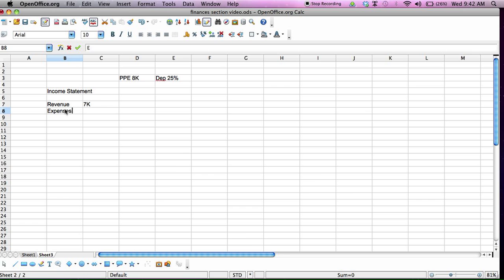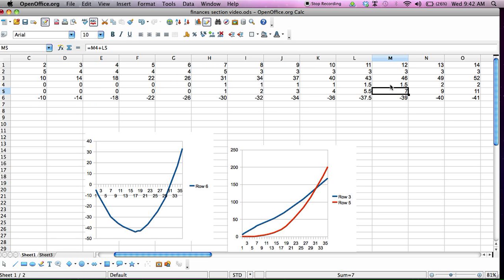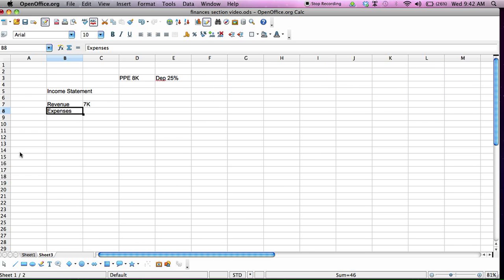We want to figure out what our expenses are. At month 12, we've spent $46,000. Remember, we're not going to put $46,000 in this space. We're going to do $46,000 minus the $8,000 on PP&E. Because we need to treat the PP&E separately than the rest of our expenses, because we're depreciating this. So we don't want to include the entire $8,000 on the income statement for this year.